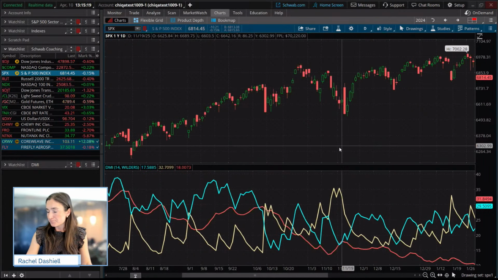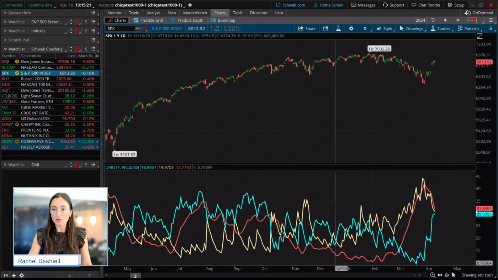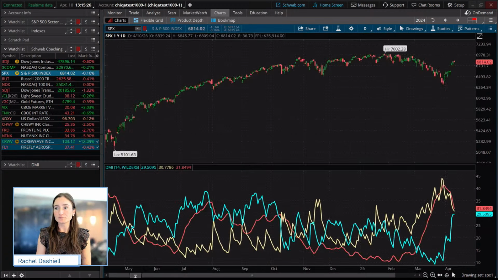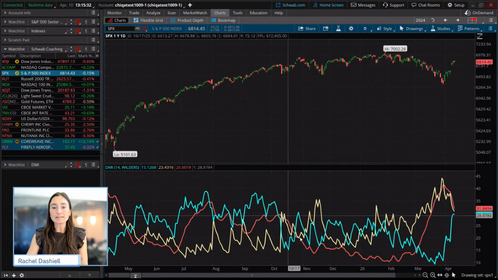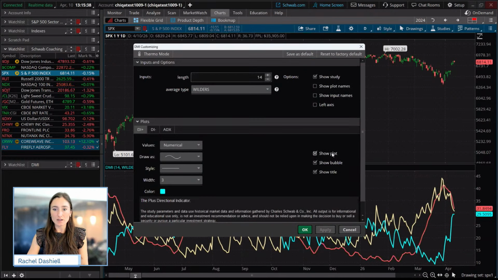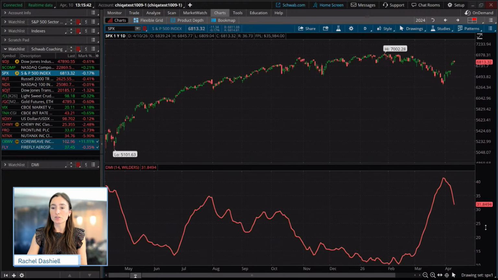Okay, so now that we have all of these on, we talked about 3 different ways to use it. Now we have 2 more. We haven't really talked about the average directional index yet, which is this red line that you see behind here. What we're going to do with this is hide the other 2 and only show the average directional index.